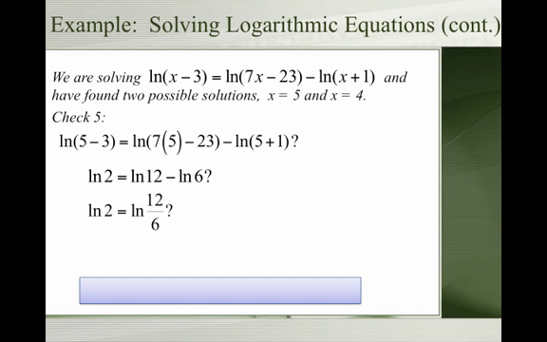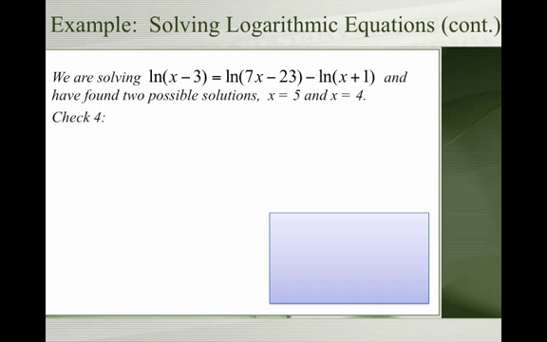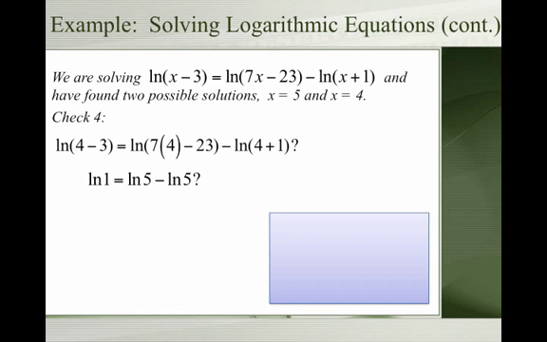What's 12 divided by 6? You betcha, natural log of 2. And so we do get the natural log of 2 equals the natural log of 2. So 5 is indeed a solution for this equation. Let's check 4. I plug 4 in for x into my equation, and I get the natural log of 1 equals the natural log of 5 minus the natural log of 5.